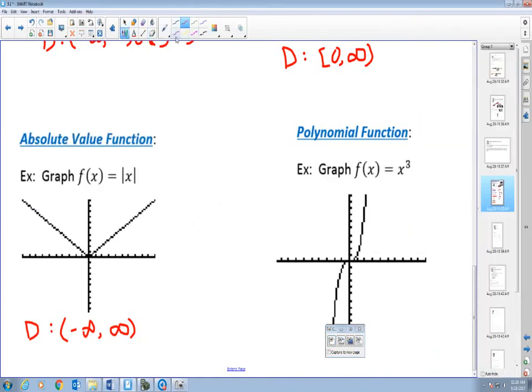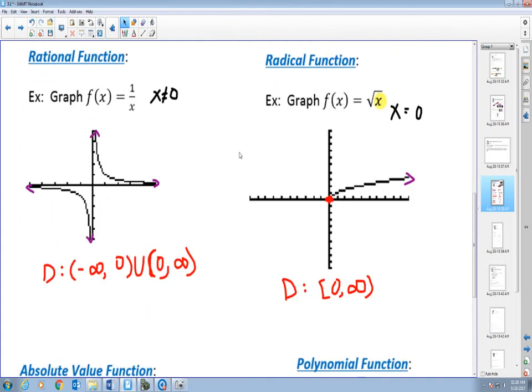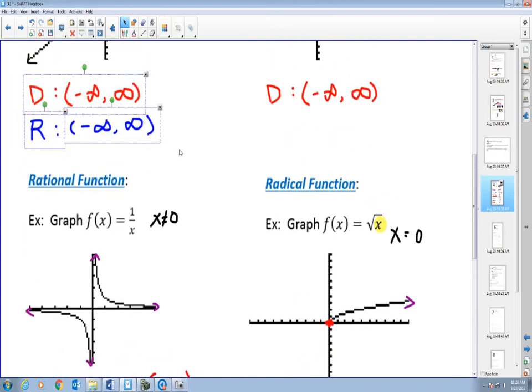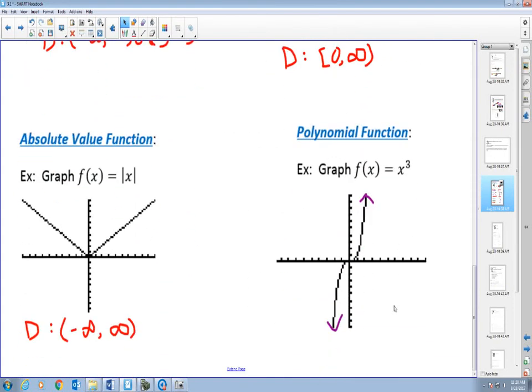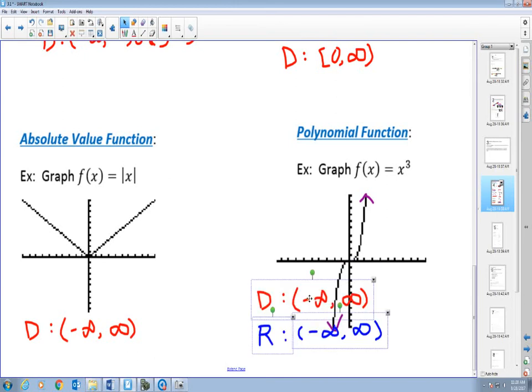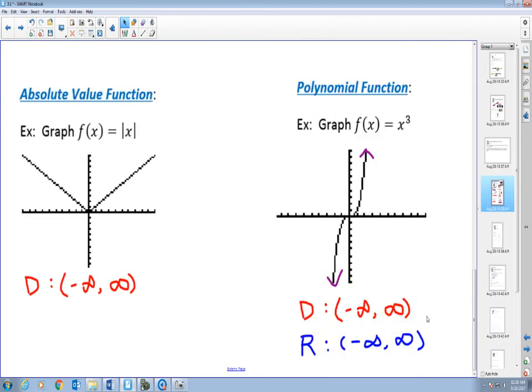So this side keeps on going to the right and up. Down here, it keeps on going left and down. So the domain and range will be from negative infinity to infinity. For polynomial functions like this, that will always be the case.